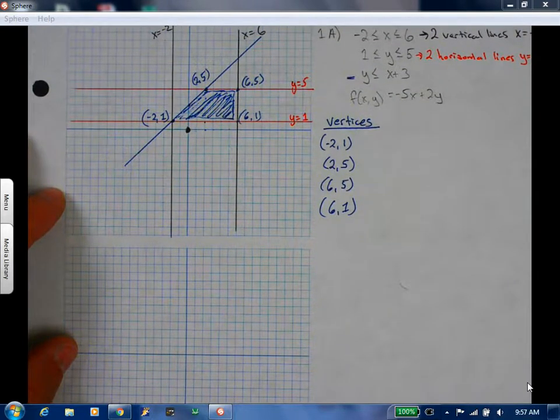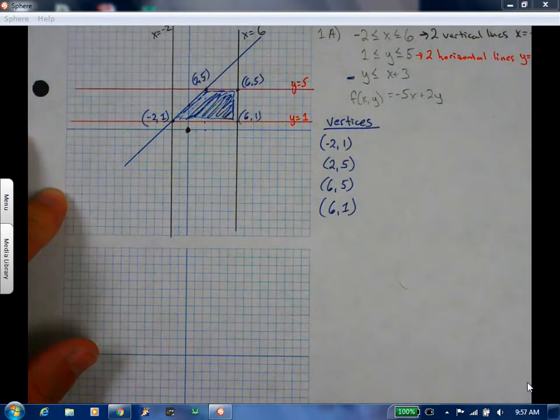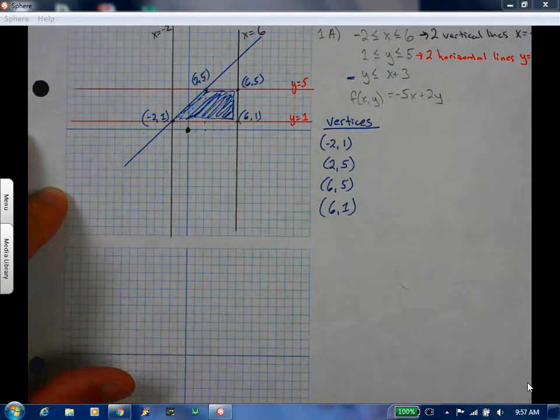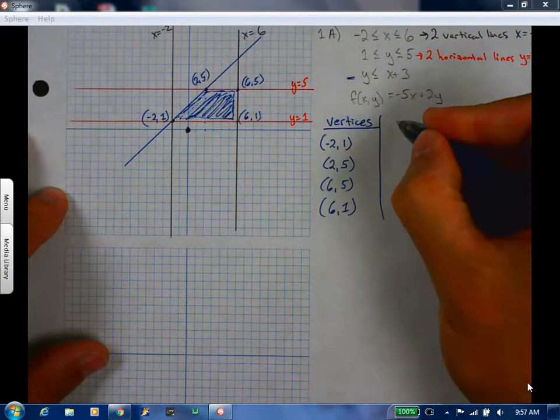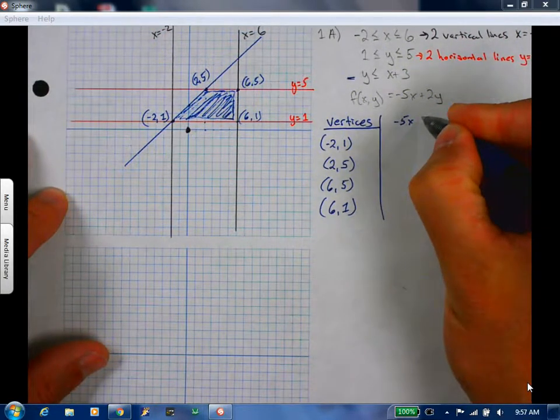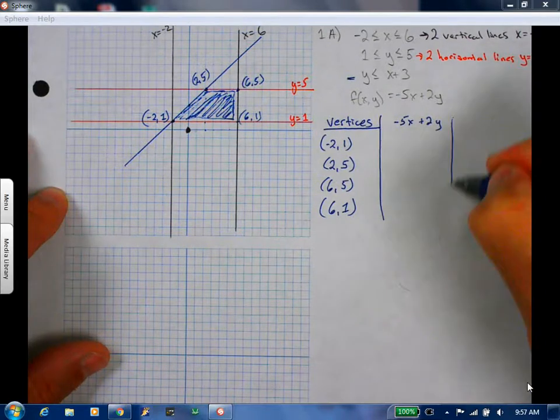Okay, so up to this point, this is stuff that we've done before. Hopefully this is getting a little bit more comfortable with us. Graphing's getting a little bit easier. That's the hope through all this. Okay, so I have the vertices. Next, I'm going to do the function. So I'm going to take negative 5 times x plus 2 times y, and I'm going to get a value for that.